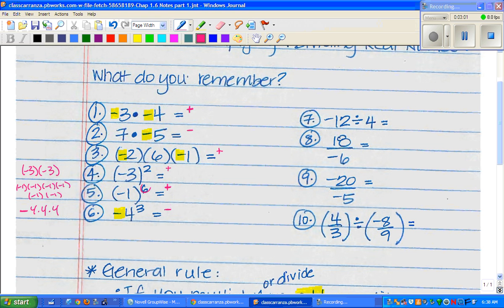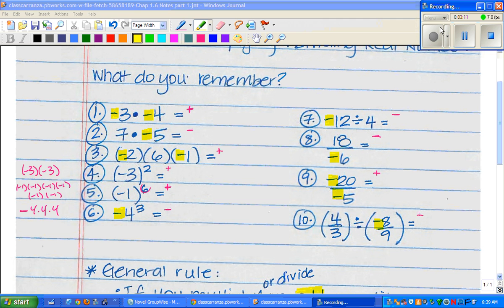Why don't you go ahead and pause the video real quick and try 7 through 10. Tell me if it's going to be positive or if it's going to be negative. And there you go. How'd you do on those? All right, now that we know if it's positive or negative, let's go through and just answer the questions.